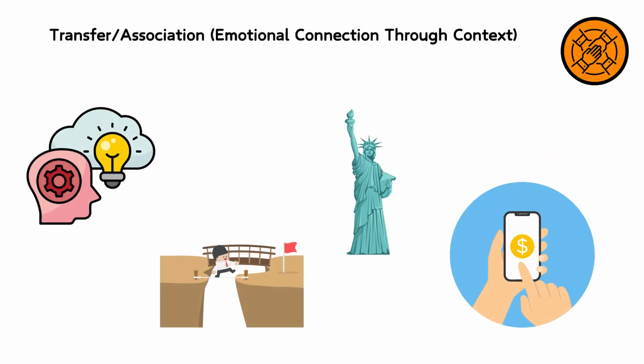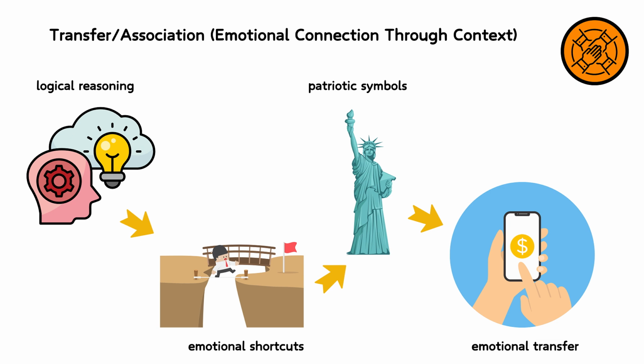The method's power lies in its ability to bypass logical reasoning by creating emotional shortcuts in the mind. When a product is consistently shown alongside patriotic symbols, for example, it begins to take on patriotic associations in people's minds, even without any logical connection between the product and patriotism. This emotional transfer happens largely below the level of conscious awareness.